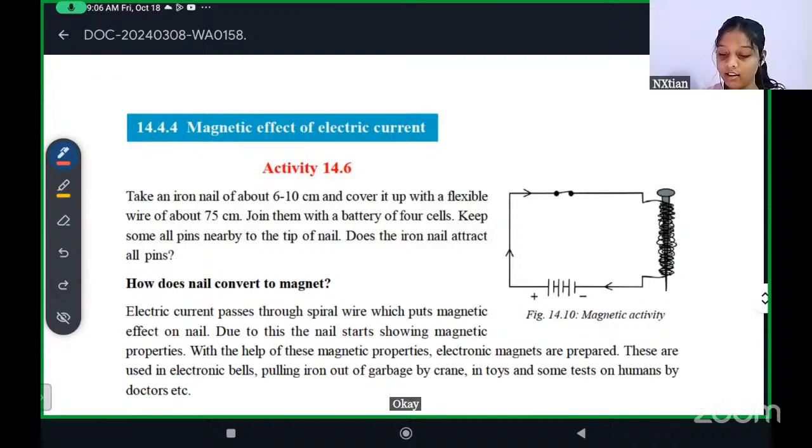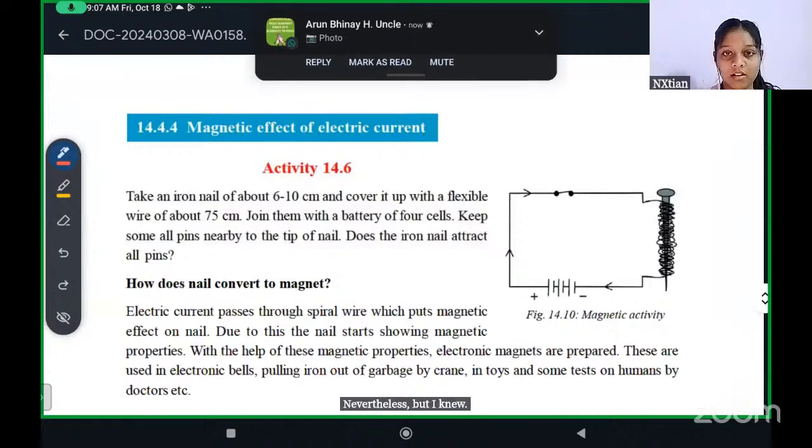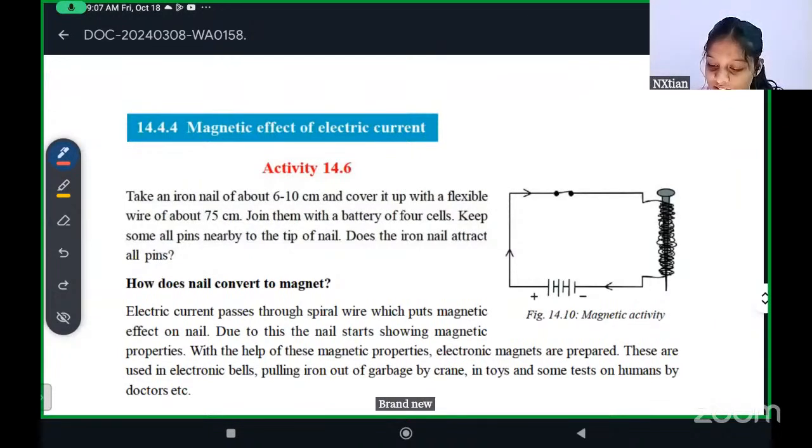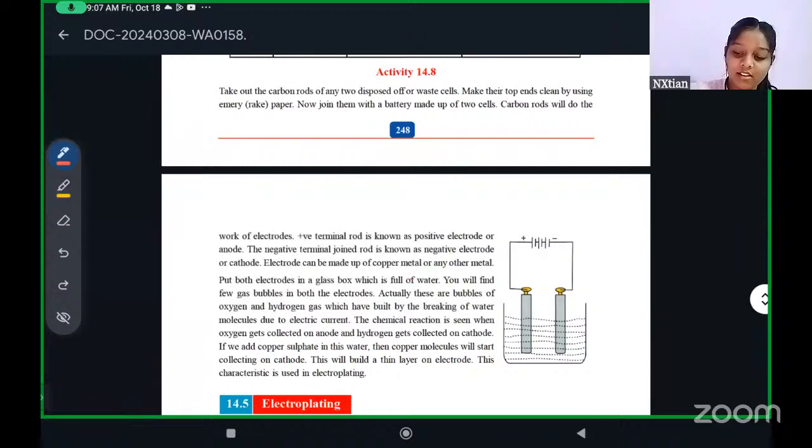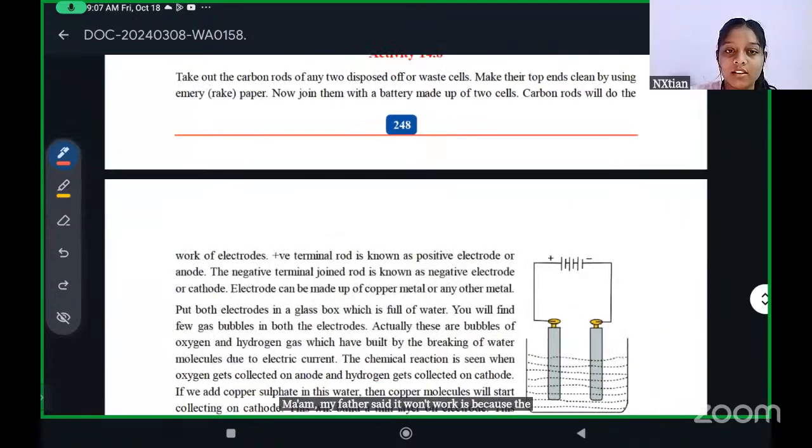Okay, then try changing the iron nail. Ma'am, it was brand new. Then try changing the wire. I don't know what the issue must be. Maybe the battery, if the wire was connected well to the battery. Ma'am, my father said it won't work because the two wires were touching each other. Okay, try it again next time.